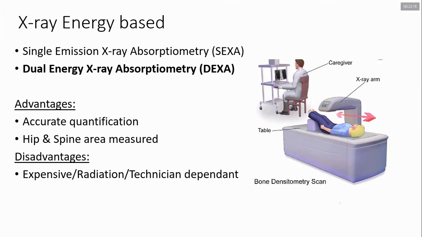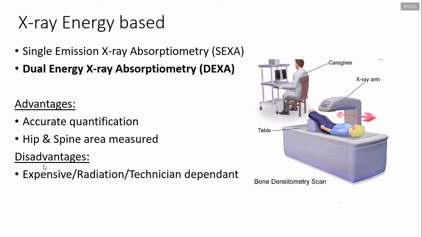The scan is done around the lumbar spine, the neck of the femur area, and sometimes even the wrist or proximal humerus. Those bones are the usual sites. So it gives quite good quantification of osteoporosis. It is quite reliable, and you can start your treatment based on this, and you can follow up how the patient is responding based on DEXA scans. So the usual areas are hip and spine.